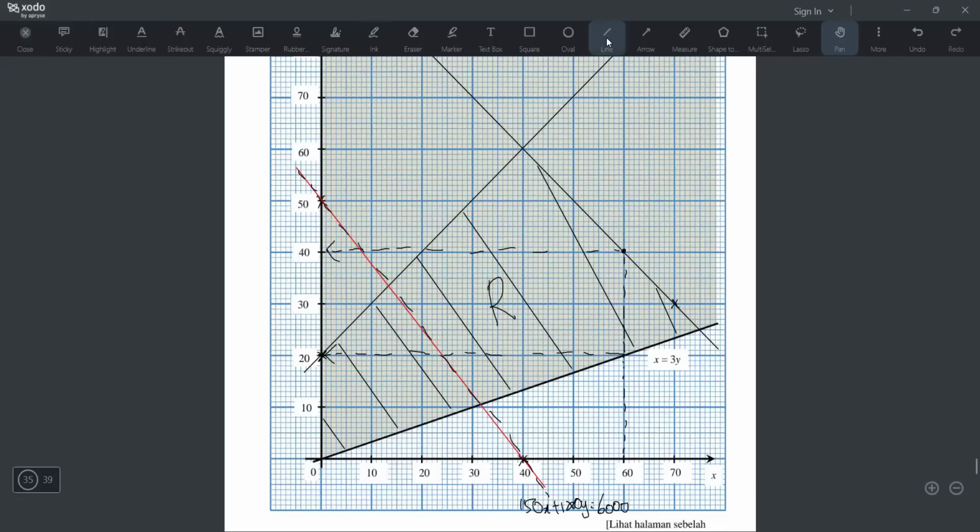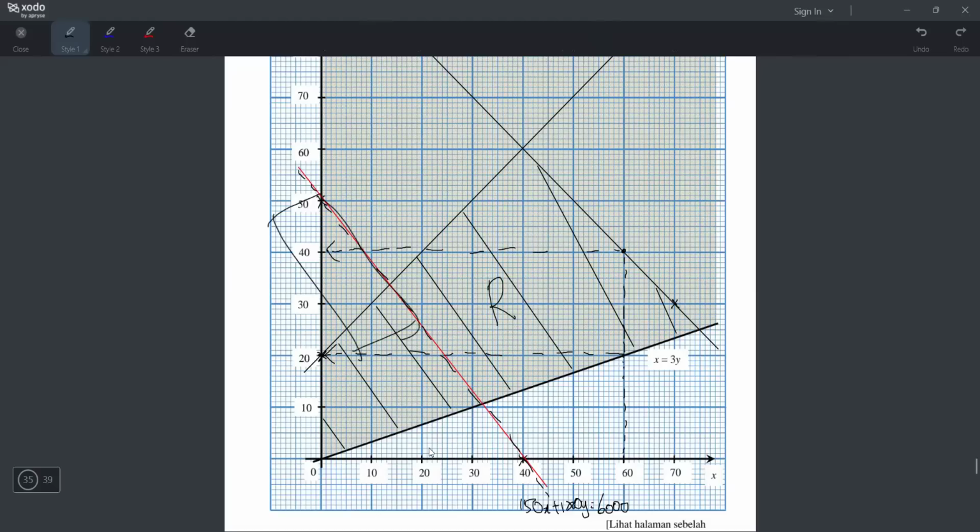But they want maximum, right? So you will slide this line until you reach the maximum. And you will do this using 2 rulers. One ruler, you position like this. Another ruler, you position like this. Then you slide, and you see which corner is the last contact point with the shaded region. And then you take that corner. Understand? Okay, so let me show you.